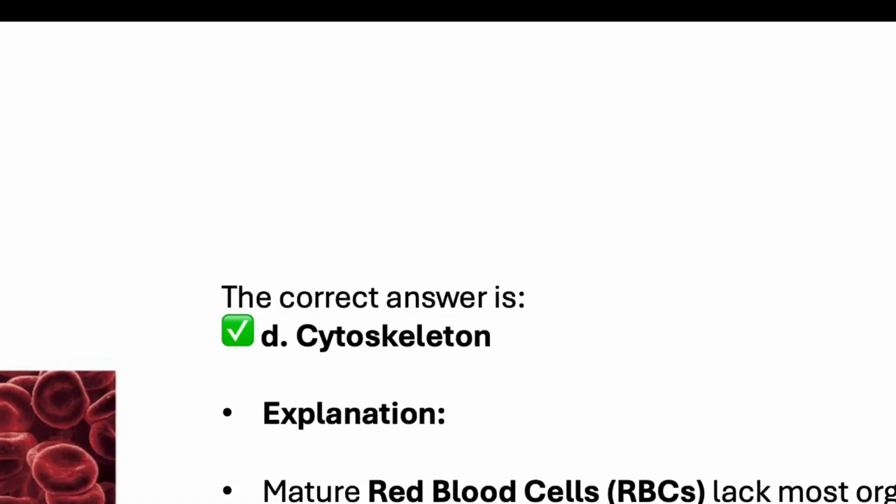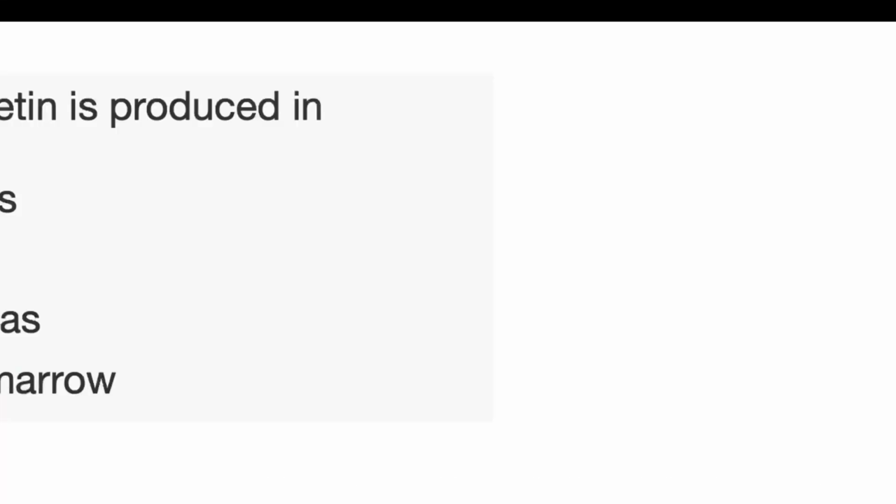Here comes the fifth question. Erythropoietin is produced in dashed. Option A, kidneys. Option B, liver. Option C, pancreas. Option D, bone marrow. Erythropoietin is produced in which of these organs in the body?